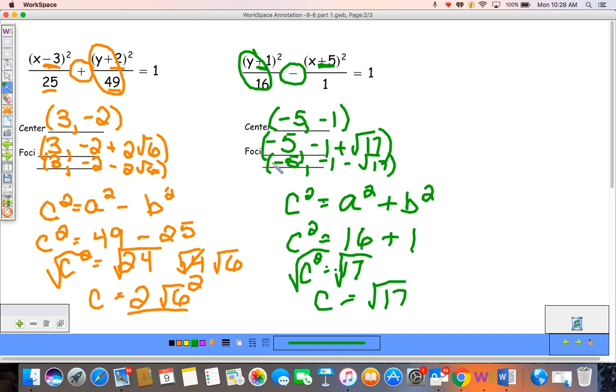Okay, so there's how we take an ellipse. Okay, let me remind this in case I mess this up. This was our ellipse. Okay, and then this one is my hyperbola.